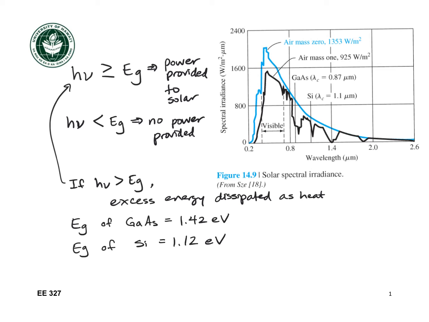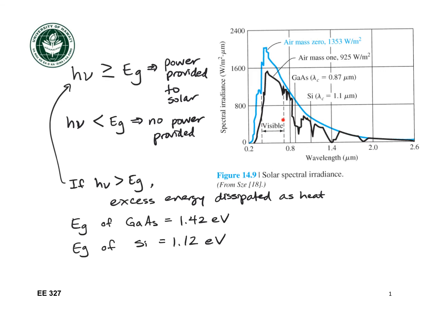So if we look on this graph, the band gap of gallium arsenide at 1.42 electron volts corresponds to photons of wavelengths of 0.87 microns. So anything longer than a wavelength of 0.87 microns does not provide power to a gallium arsenide solar cell. So all of this part of the solar spectrum provides power to a gallium arsenide solar cell. Silicon has a lower band gap energy, so anything with a wavelength of 1.1 microns or shorter, so this section of the solar spectrum, will provide power to a silicon solar cell.